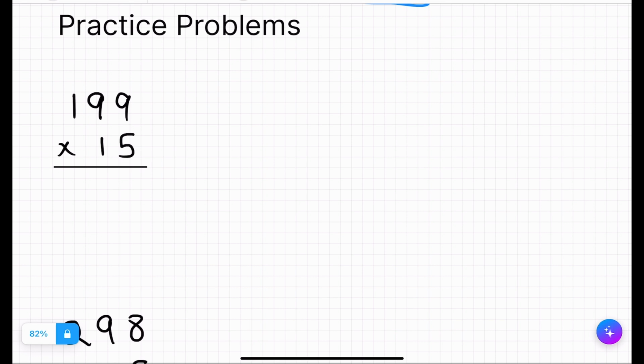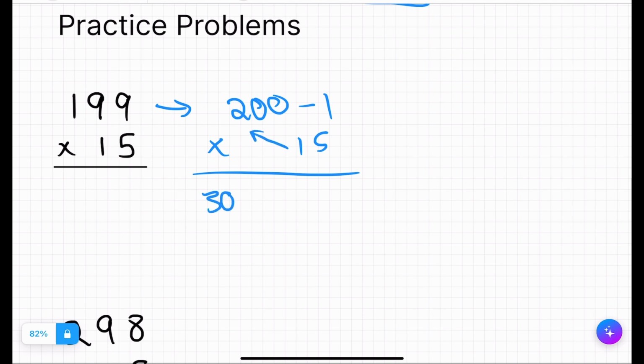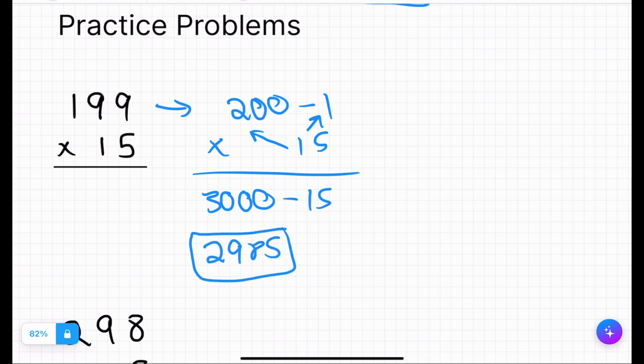All right, hopefully you tried this. For me, I believe that the easiest way is the subtraction method, because I am going to turn 199 into 200 minus 1, and then I'm going to multiply by 15. Well, 2 times 15 is 30, and we have 2 zeros, and 15 times 1 is 15. And we can subtract 15 from 3,000 to get 2,985. And that's our final answer.